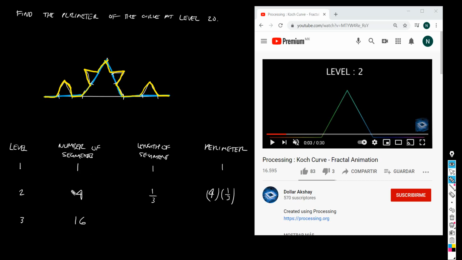So basically, guys, at every next level, you're gonna have 4 times more segments than before. So at level 3, you're gonna have this times 4, which is gonna be 16. You see? 1, 2, 3, 4, 5, 6, 7, 8, 9, 10, 11, 12, 13, 14, 15, 16. Perfect. Now, what is the length of each of these 16 segments?